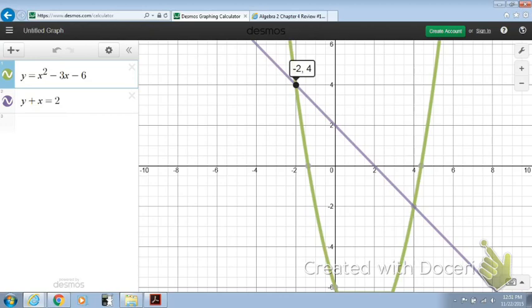So they intersect at negative 2, 4, and 4, negative 2. So those would be my two solutions for that particular problem. And that's how I would list it.